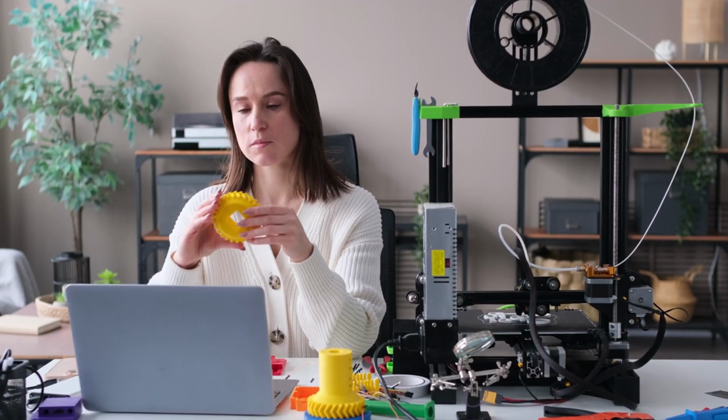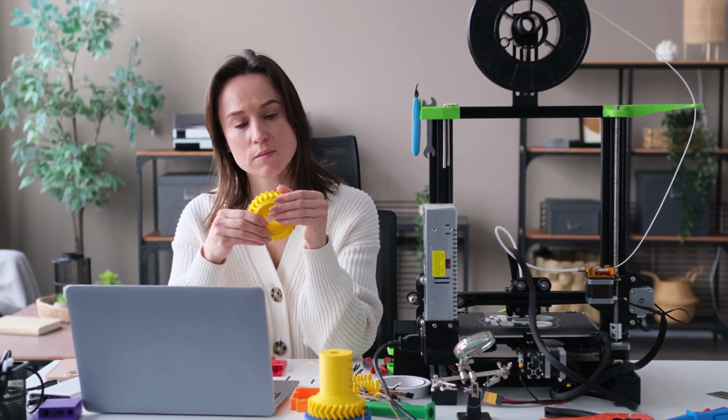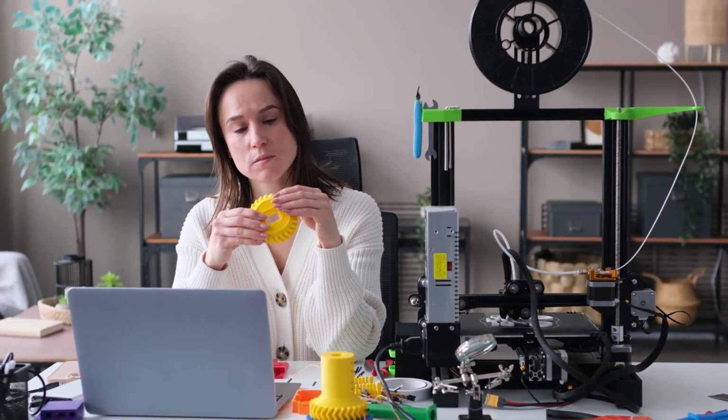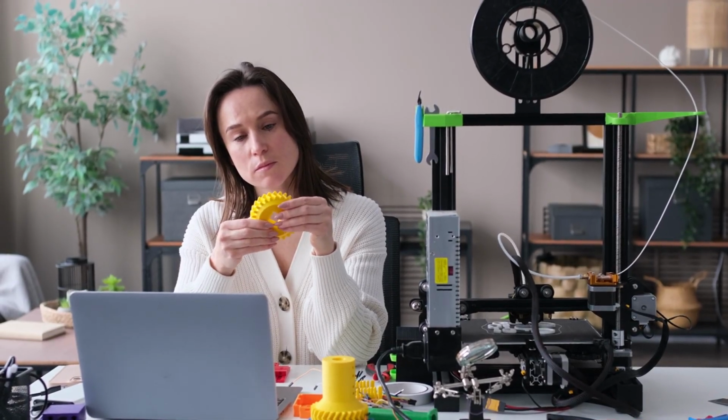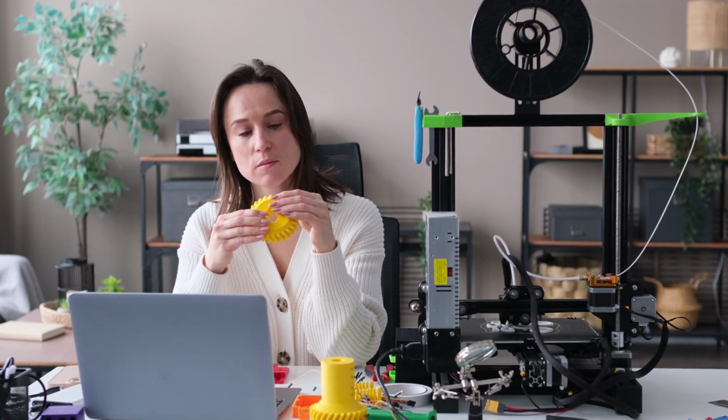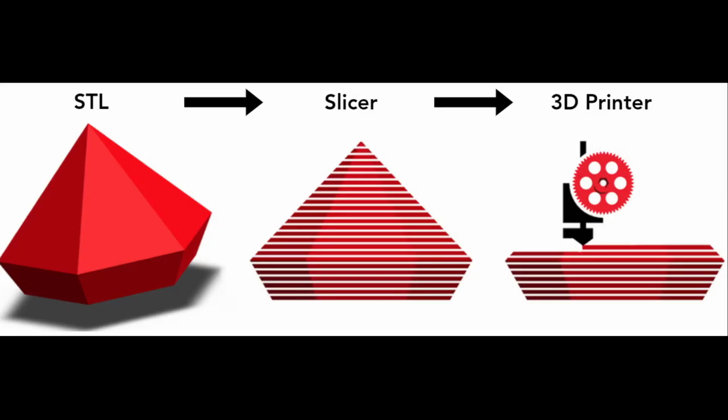Most people treat the slicer like a magic box. You change numbers until the print looks better, but you don't really know why it worked. And when a print fails, the slicer is often blamed even though it's doing exactly what it was told to do. To really understand 3D printing, you have to understand what the slicer actually does.